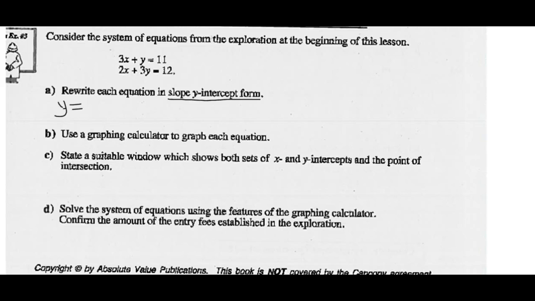so we must solve the equations for y. Now, we did that back in that last exploration, so if you recall, this first equation, if I solve that for y, was y equals negative 3x plus 11. And the second equation, when we solved that for y, was y equals negative 2/3 x plus 4. Okay, you could do it again or you can go back and look, but you have to be able to solve the equations for y before you can plug it into our graphing calculator. So that's step 1. Rewrite the equations in slope y-intercept form, or rewrite the equations in the form y equals. So the rest of the stuff we'll do with our graphing calculator.